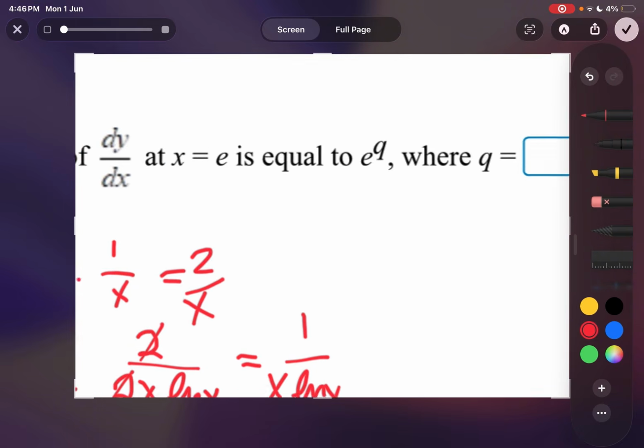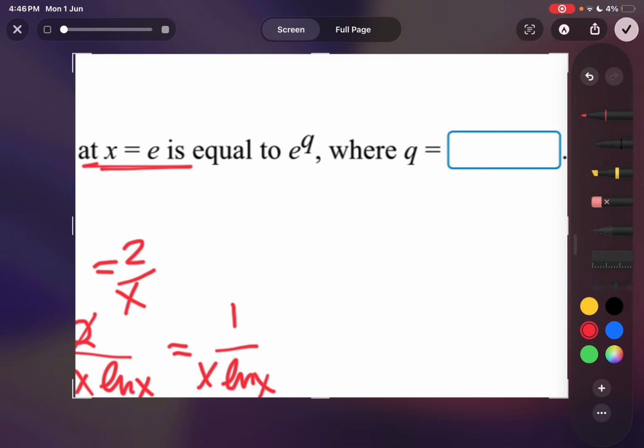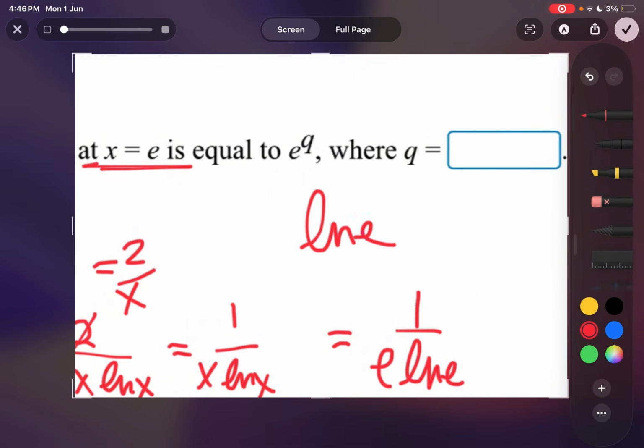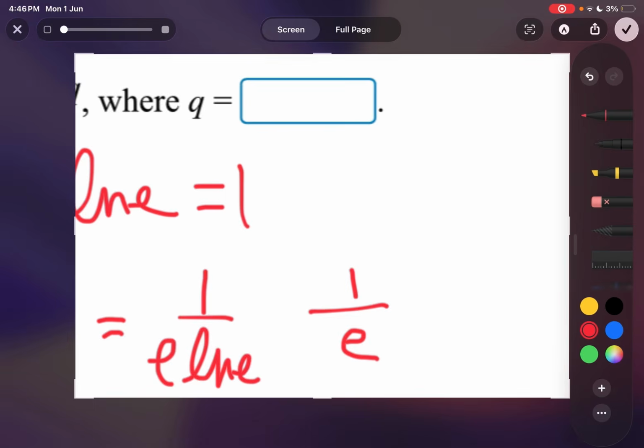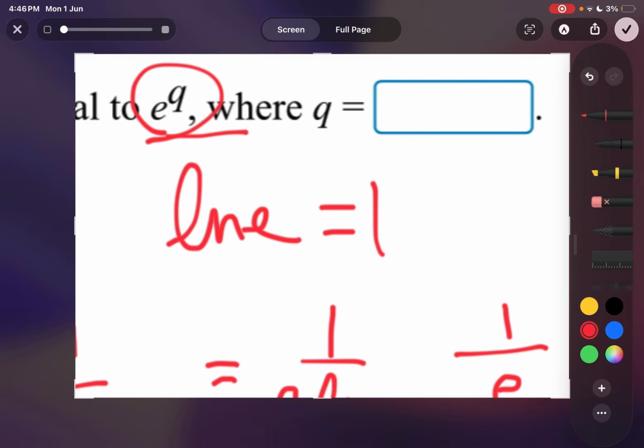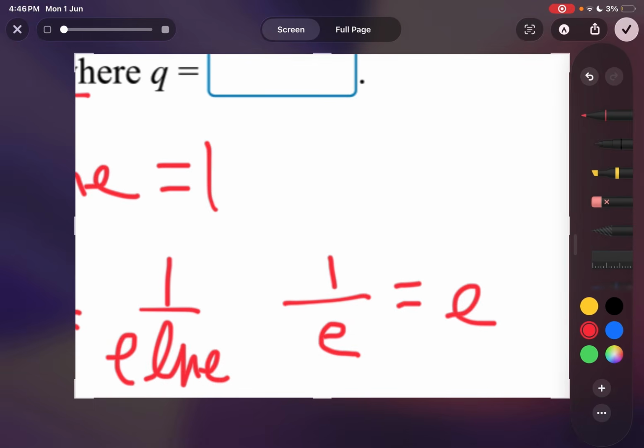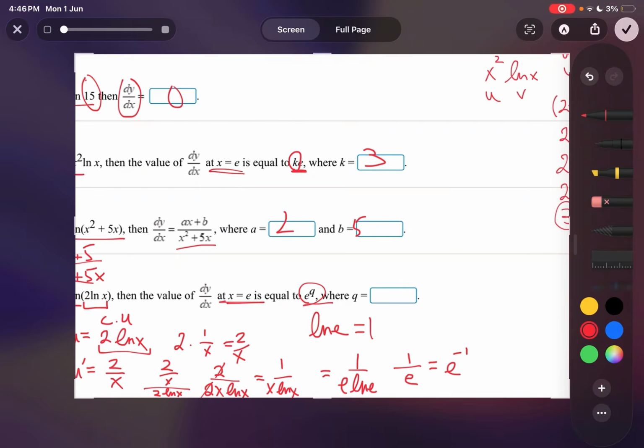And then they told you x is equal to e, so now replace it by e. So that will be 1 over e ln e. And you always have to memorize ln e. When you get ln e, it is always equal to 1, no matter what. It's a thing you have to memorize. So now it will be 1 over e. And then they want it up. So how do you make it up? You move it up, so it will be e to the power of negative 1. And that's your final answer.